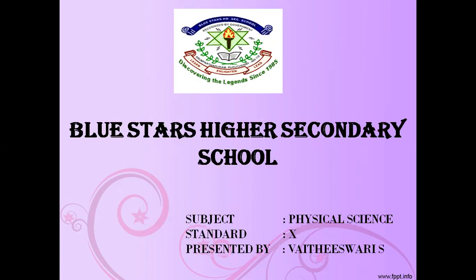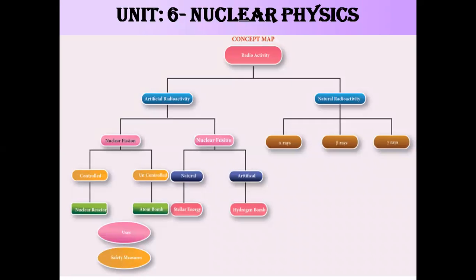So, in this class, we will discuss Unit 6, Nuclear Physics. This is the concept map for nuclear physics. Radioactivity: in this unit, based on radioactivity, it is divided into two types, that is artificial radioactivity and natural radioactivity. You find out what is meant by artificial radioactivity and natural radioactivity.